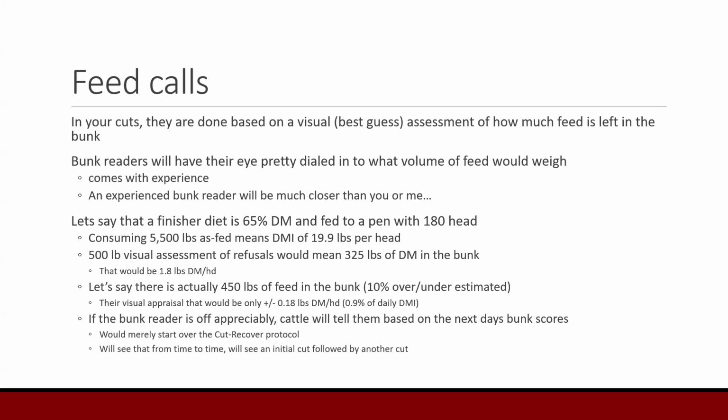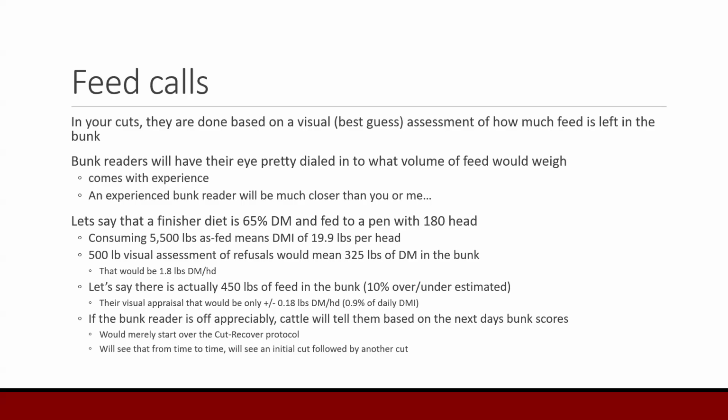So if we say that a finishing diet is 65% dry matter, and we fed to a pen of 180 head, so consuming 5,500 pounds as fed would mean that they're consuming 19.9 pounds of dry matter per head. Okay. A 500-pound visual assessment of refusals would mean 325 pounds of dry matter is left in the bunk. So that would be 1.8 pounds of dry matter per head.